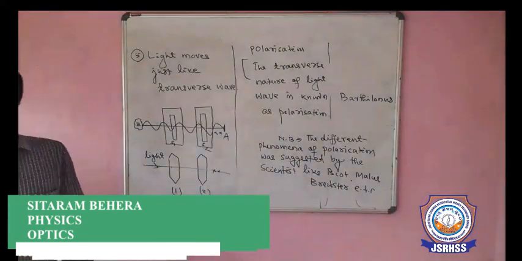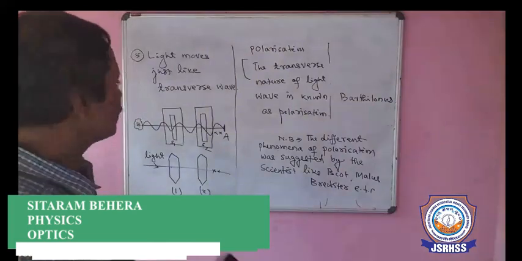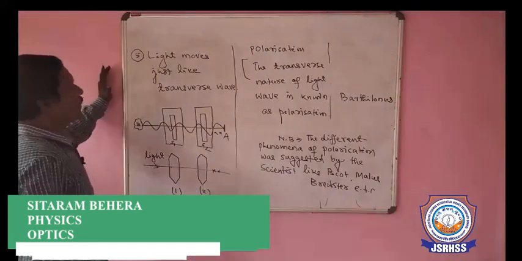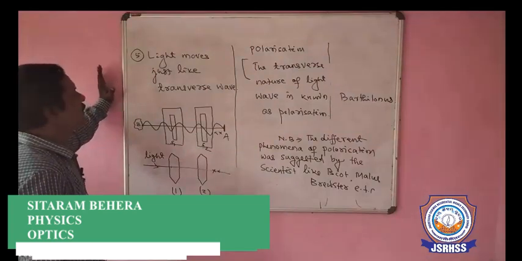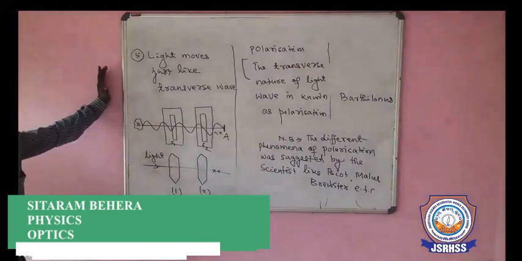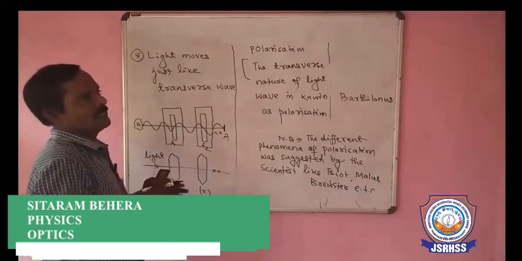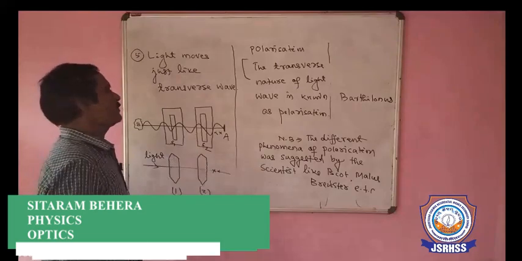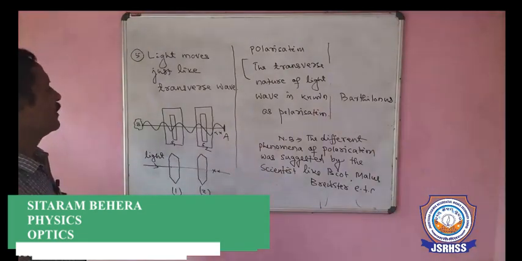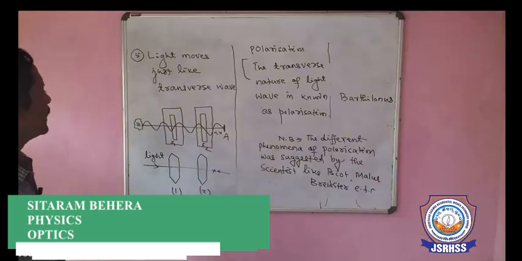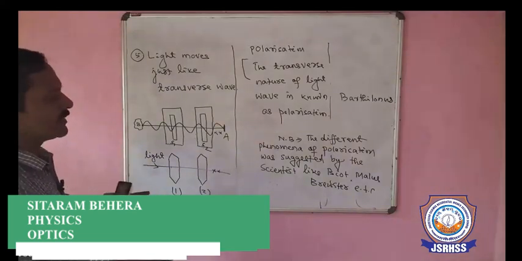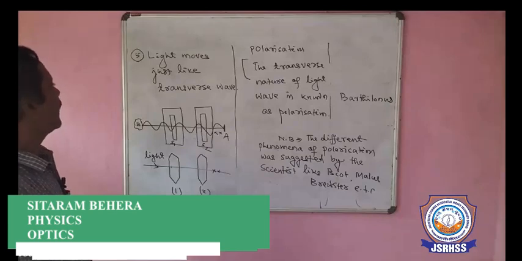So, how is light propagating? Again, I am telling you, light moves in a straight line. Then Christian Huygens suggested that light moves making circular arcs. Then Young suggested that light moves making superimposition upon each other. Then Fresnel and Fraunhofer suggested that light wave bends at the edge of an obstacle. And lastly, Barthelonus suggested that light moves making transverse wave.